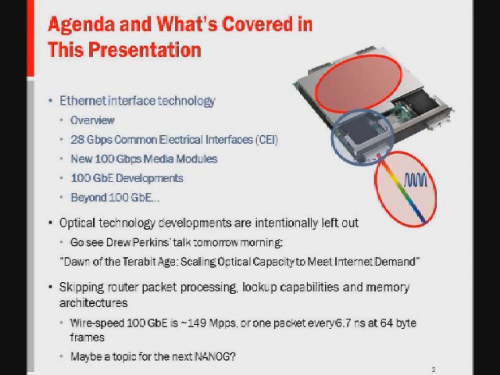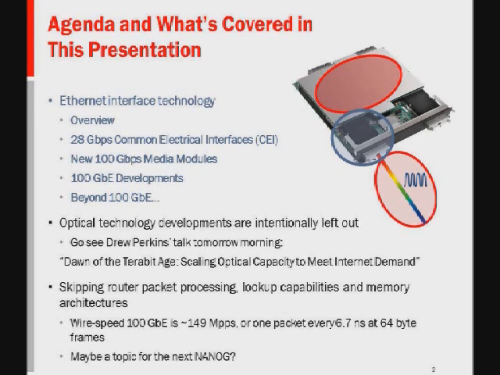So I tried to break it down into three areas, one that we're going to talk about, and then a couple that we aren't going to talk about. What I'm going to talk about today is strictly the next interface technology speeds, what's going on with the 100 gig developments, and what's coming beyond 100 gig. Then Drew Perkins is going to have a great talk tomorrow about what's going on in the optical world. He's a really smart guy on optics, and that's not really my area of expertise.